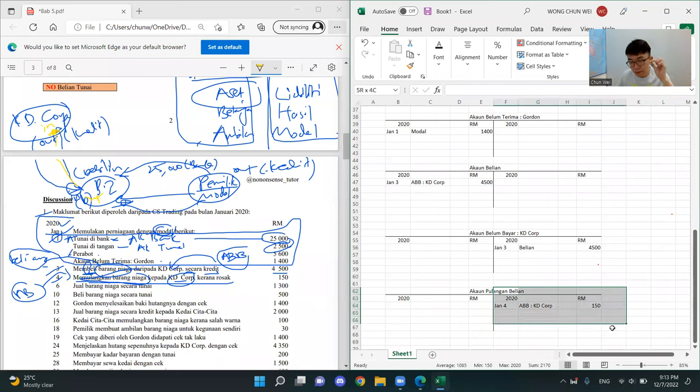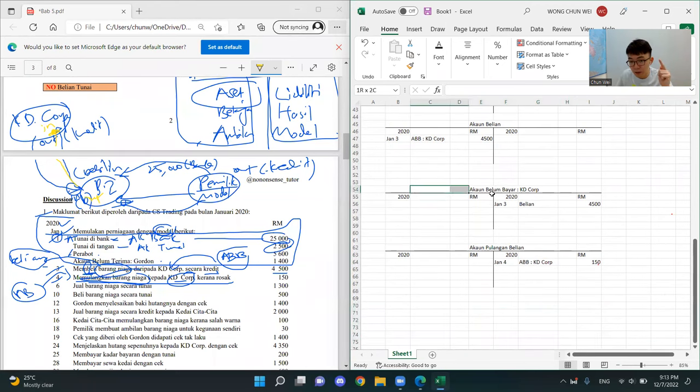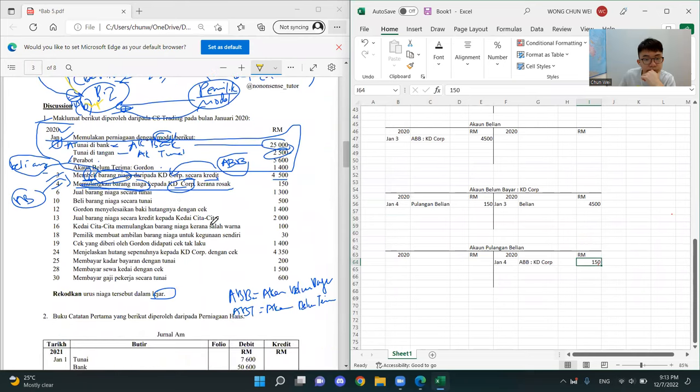So here I already credit my pulangan belian and I mentioned KD Corp. Meaning in KD Corp, I must debit. Alright, but I don't have to book out another account KD Corp because I already have my account belum bayar KD Corp. So I just use back this account. So under the debit side, I debit it. And write back from where? From pulangan belian. So here you put account pulangan belian. 150. So do you understand for date January 4th? Yes, give me 4 in the chat box.